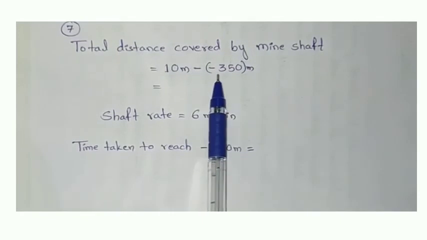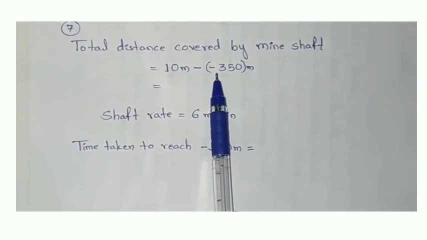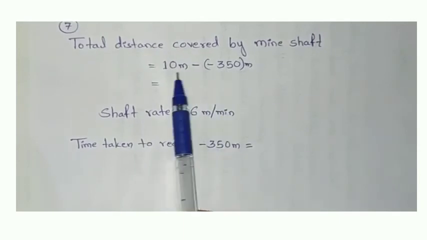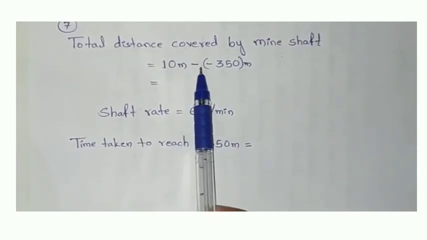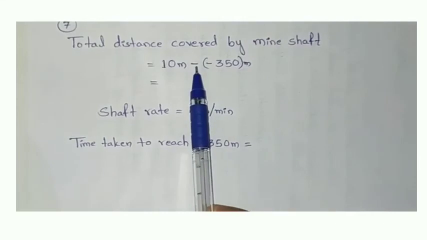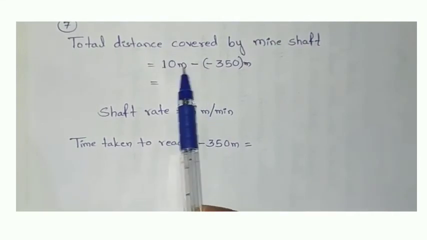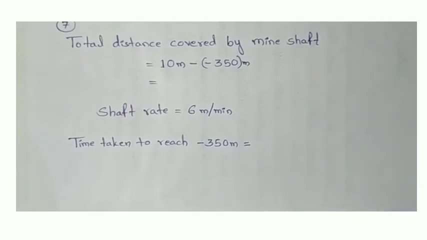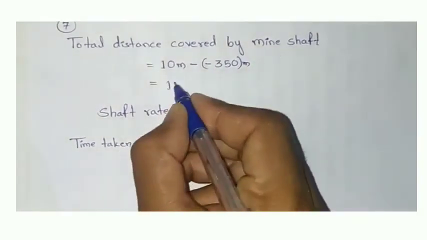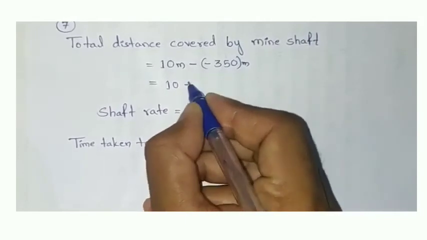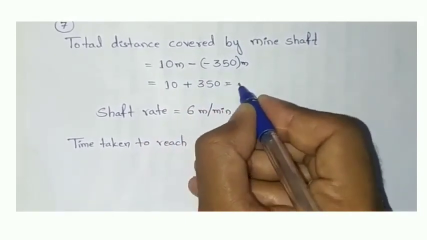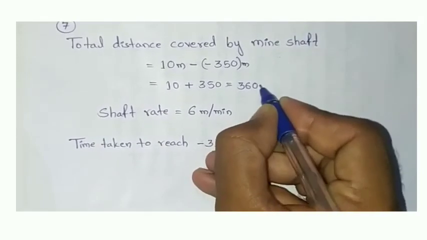So here they are going in the opposite direction, so we are taking it as negative. So from 10 meter to 350 meter we have to add it. In the opposite direction they are going, that's why we are taking here minus. So 10 minus of minus 350, so here we will get 10 meter, minus into minus plus 350, total shaft gone is 360 meters.